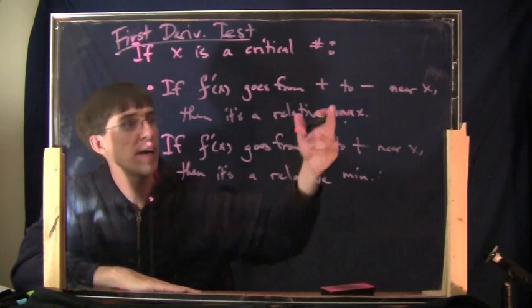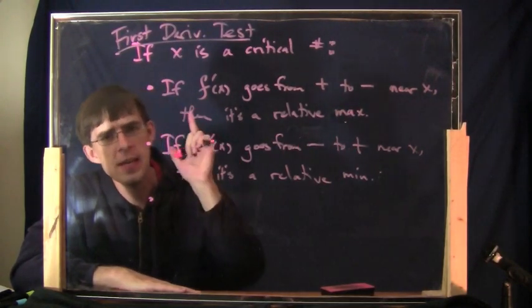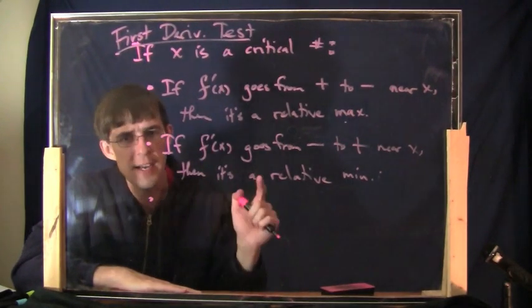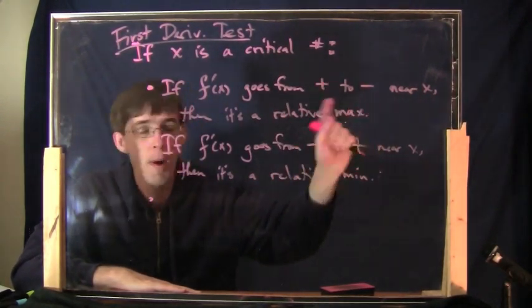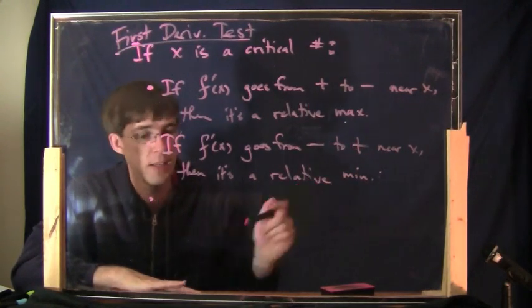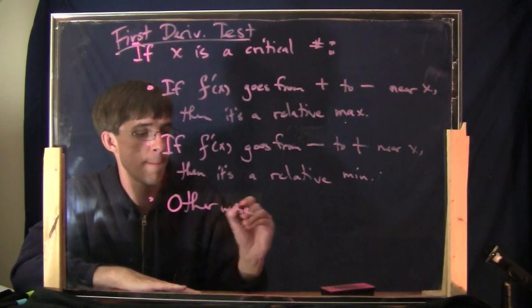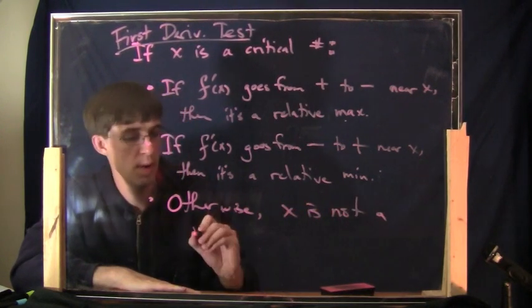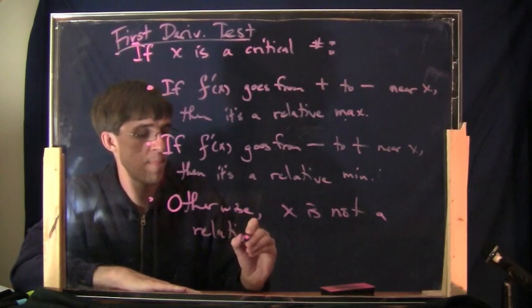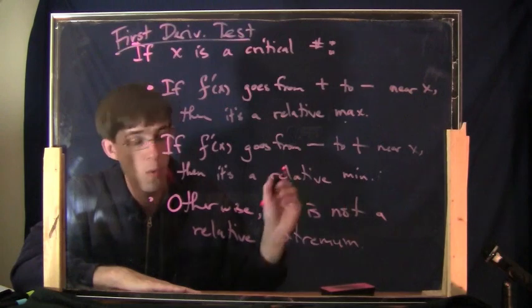It is actually possible that neither of these things happen. When you make your chart, like I said, it's not always the case that the sign alternates each time. You can get positive and then positive again, or negative and then negative again. In those cases, otherwise, x is not a relative extremum. That is, it's not a minimum or a maximum.